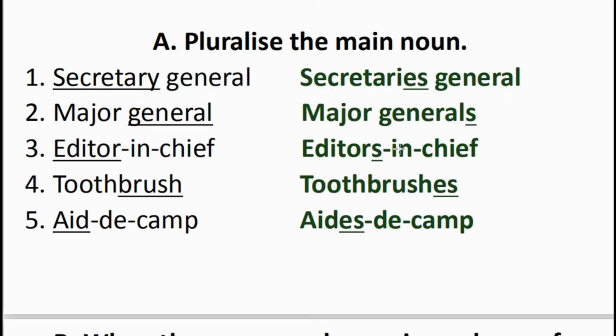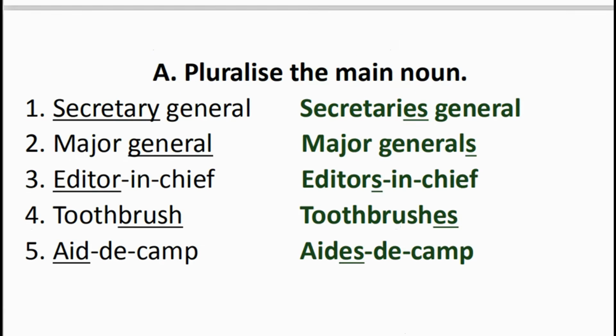Let's come to Major General. General is the head word here because in the army, we have many generals as ranks. Major is an adjective to differentiate this particular rank from other general ranks like Brigadier General or Lieutenant General. In all, general is the main noun, while major is the adjective. For this reason, general is pluralized. So the plural of major general is major generals.